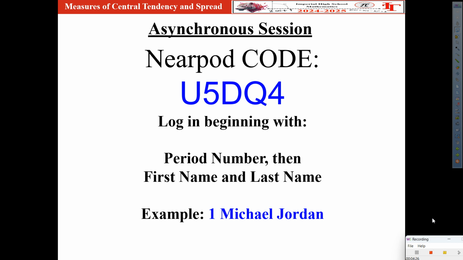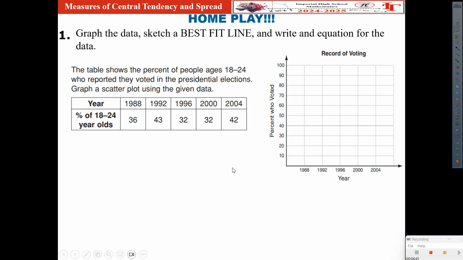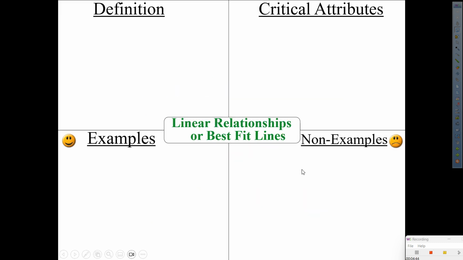All right, so today we're going to do a quick review of what we saw last week. We saw 2 major concepts, best fit line, and what was the last one? Measures of central tendency, okay? So, before we move on, there is a Frayer model. Look at it. Best fit lines.